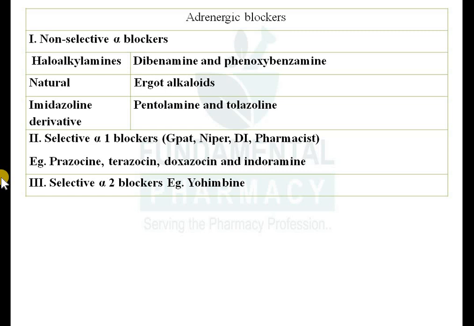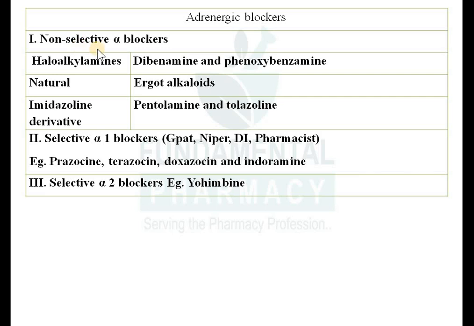So, adrenergic blockers. Now first we will see alpha blockers. You know that there are two kinds of receptor, alpha 1 and alpha 2. Adrenergic blockers, that is alpha blockers. Later on we will see the beta blockers also. So first alpha blockers, and in that you have three classes of alpha blockers.